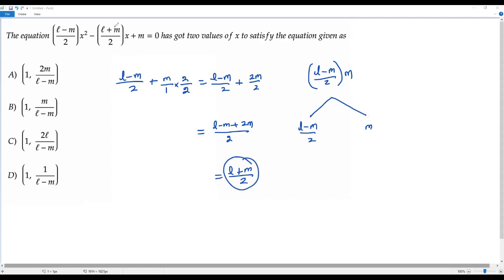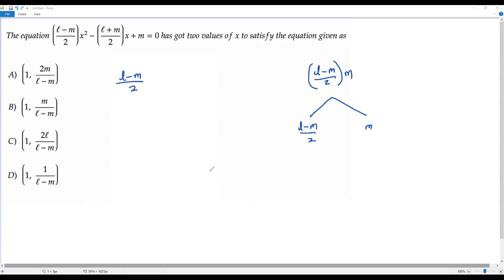Almost, I got the coefficient of x, but here we have a negative sign. That is, we have negative of (L + m)/2 as the coefficient of x, but here we just get (L + m)/2. Now, to get the negative sign, we can consider a negative sign for this factor and this factor as well. When I multiply negative and negative, I'm getting positive. When I multiply these two factors, I'm getting this.